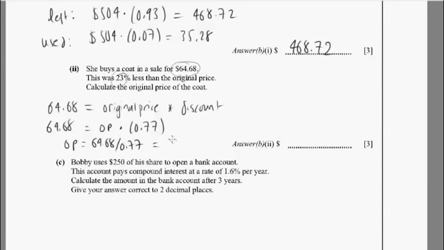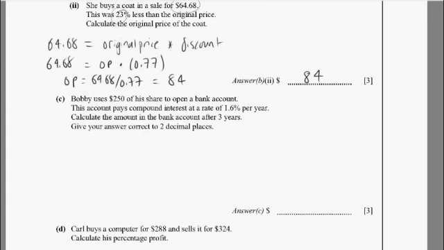Which is equal to $84. Bobby uses $250 of his share to open a bank account. This account pays compound interest at a rate of 1.6% per year. Calculate the amount in the bank account after 3 years. Give your answer correct to 2 decimal places.